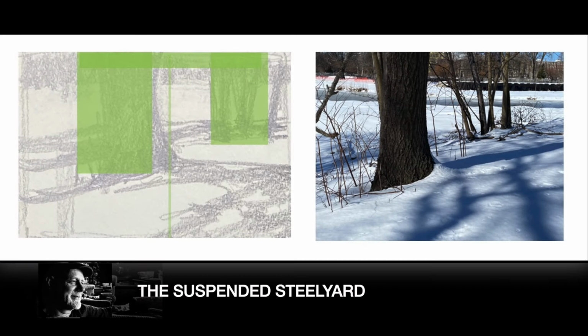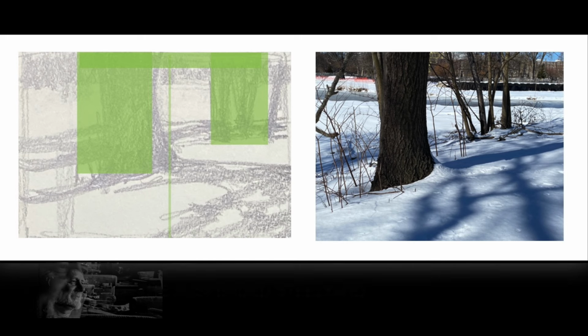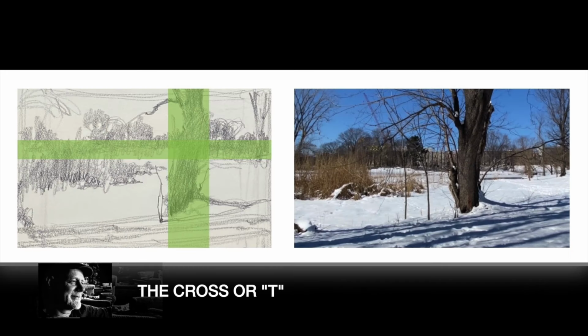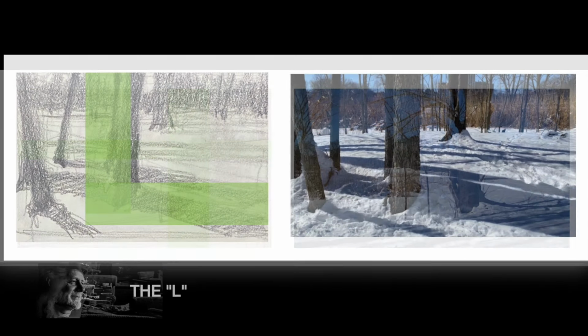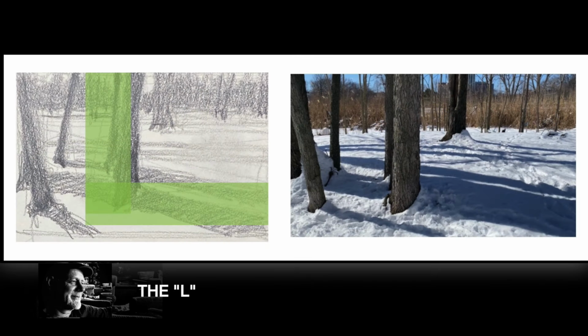These are some slides of the sketches that I made, or the photographs they came from. Here you can see the suspended steelyard as a compositional stem. Also, this is the one that I ended up developing based on a T, or the cross. And the third is based on the letter L, which also serves as a strong compositional stem that we can base our drawing or painting upon.